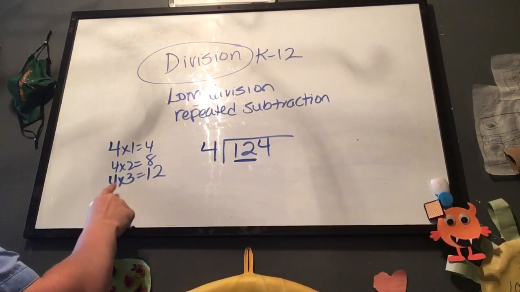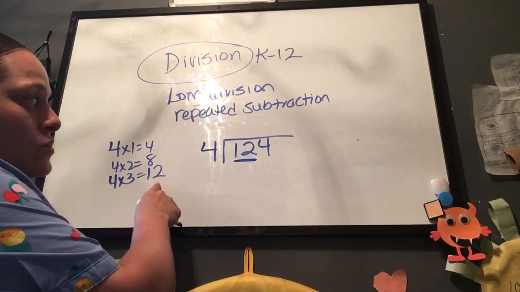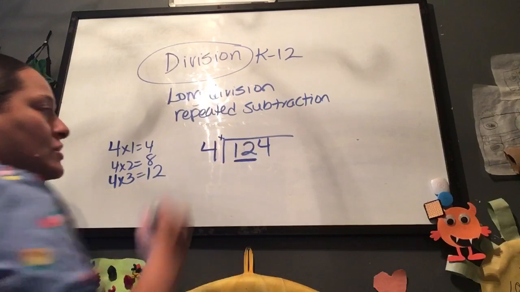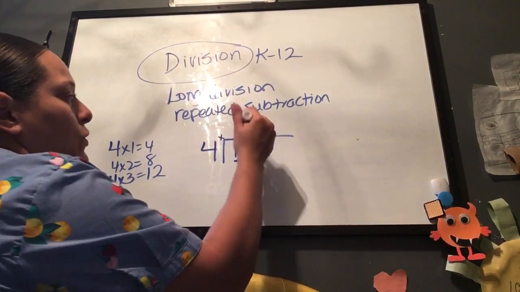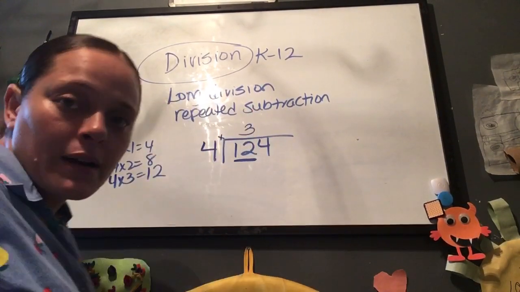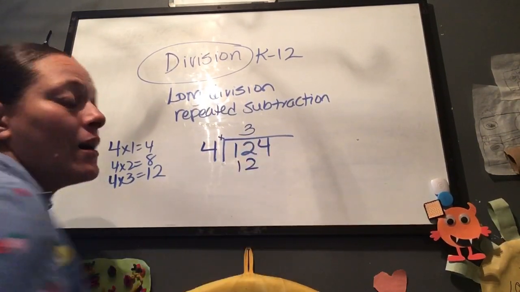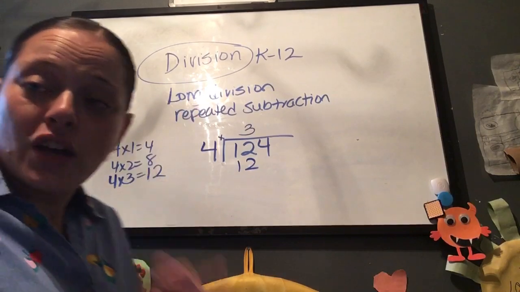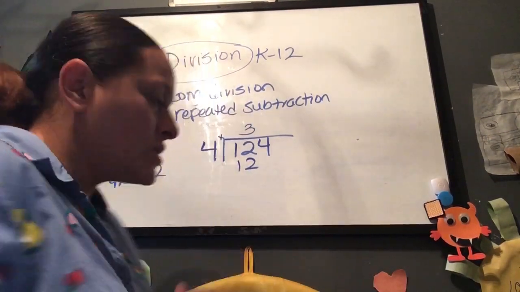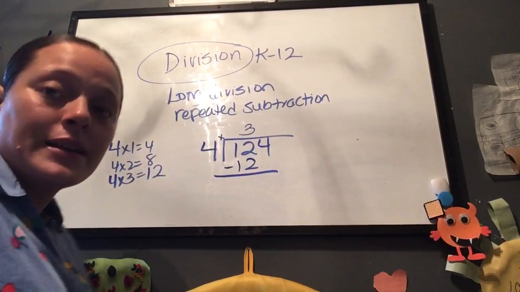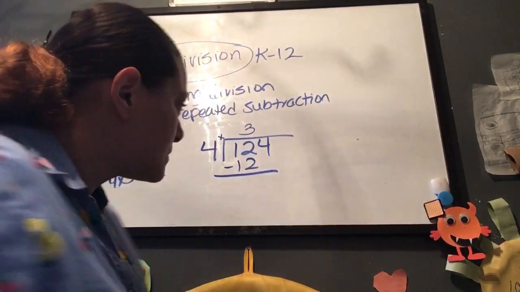Well, guess what? We know that 4 times 3 equals 12. And if it helps you to remember, there's a little multiplication sign there, right? So 4 times 3 equals 12. Now, because it's called repeated subtraction for a reason, we are going to subtract. Boom. So now 12 minus 12 is 0.